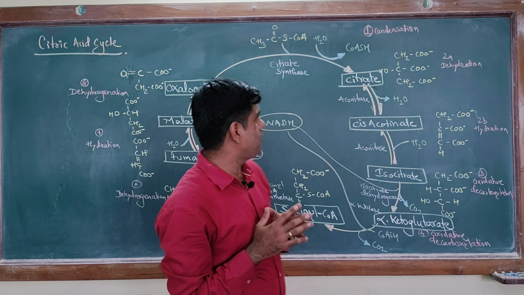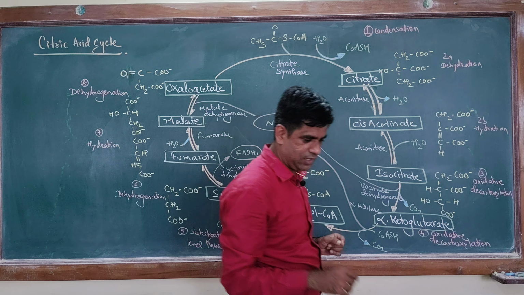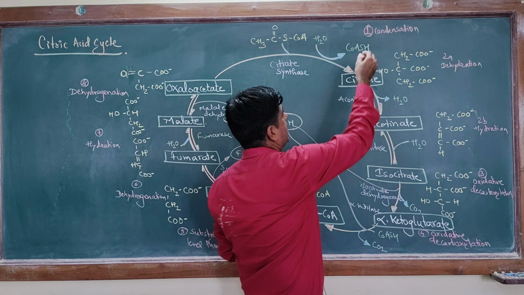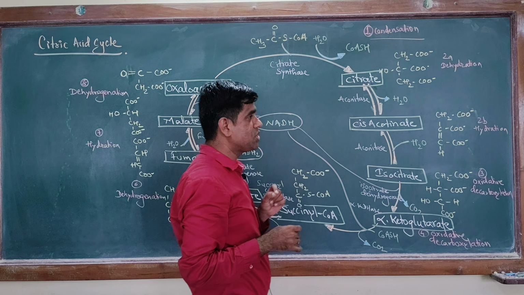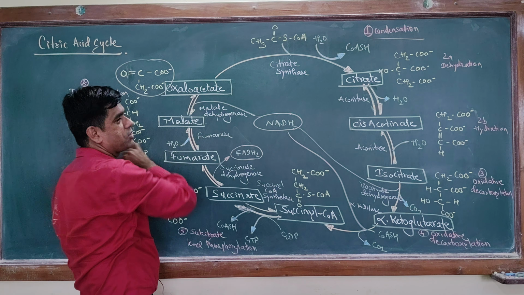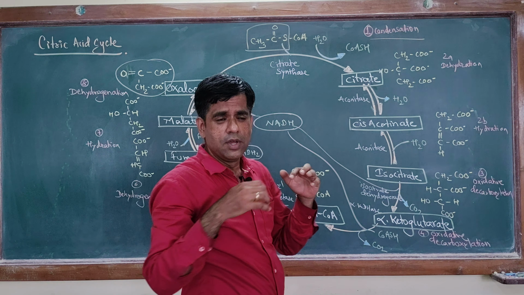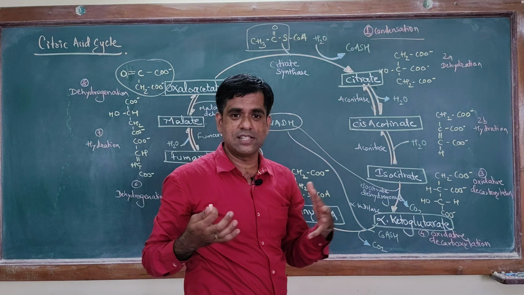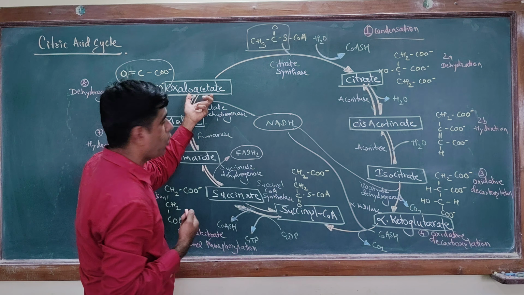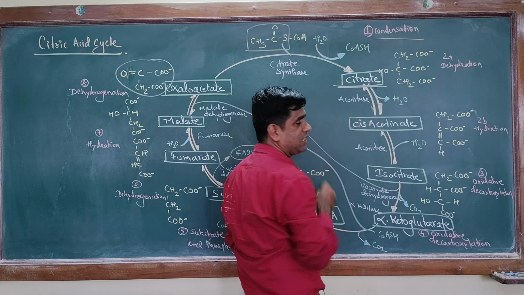If you look at the first step, it is catalyzed by the enzyme citrate synthase. This citrate synthase catalyzes the very first step, which is condensation. There is a condensation of a 4 carbon oxaloacetate with a 2 carbon acetyl-CoA, which we got after glycolysis and the link reaction. So this acetyl-CoA condenses with oxaloacetate, the CoA group is removed, and you have the formation of the first intermediate, citrate.